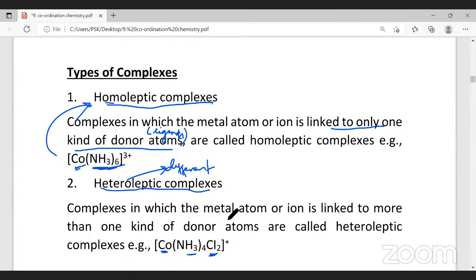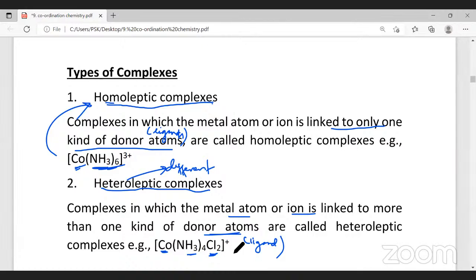Complexes in which the metal atom or ion is linked to more than one type of donor atom or type of ligand are called heteroleptic complexes. So what do you mean by heteroleptic complexes? Complexes in which the metal atom or ion is bonded to more than one type of ligand are called heteroleptic complexes.